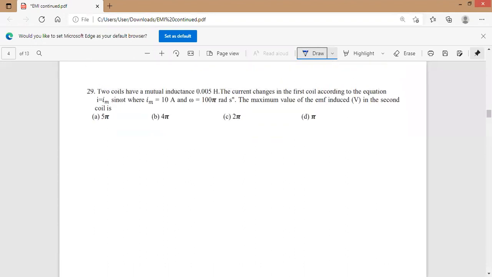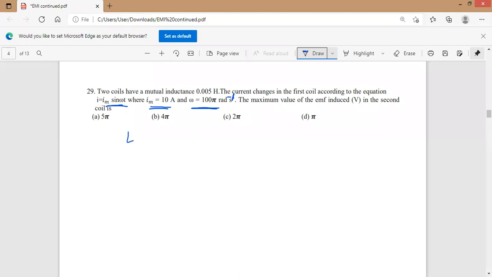Next. Two coils have mutual inductance 0.005 Henry. The current changes in the first coil according to the equation I is equal to Im sin omega t, where Im is the peak value of the current, that is 10 ampere, and omega is equal to 100 pi radian per second. The maximum value of the EMF induced in the second coil is to be calculated.